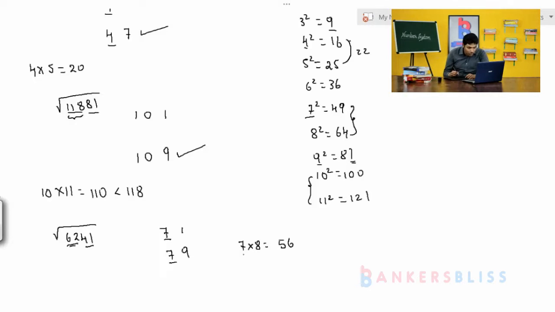Next I am going to multiply 7 and 8. 7 into 8 is 56. 56 is less than 62, means 62 is the higher value. Therefore, among these two, 71 and 79, we have to consider the higher value, that is 79, because 7 into 8 is 56, which is less than 62. So the root of 6241 is 79.